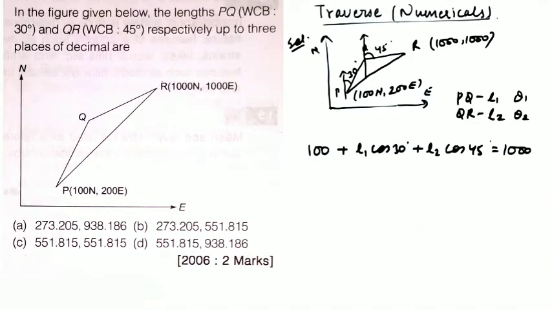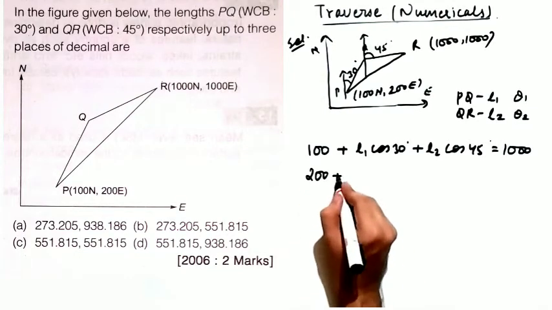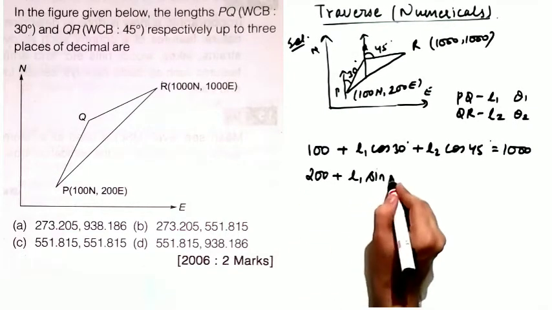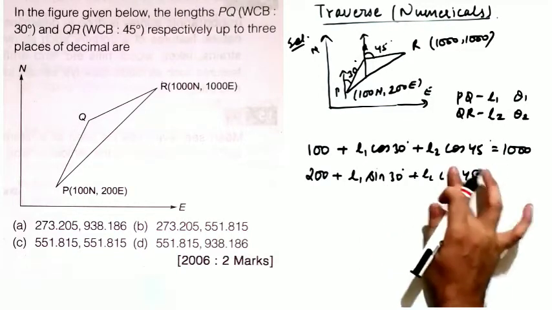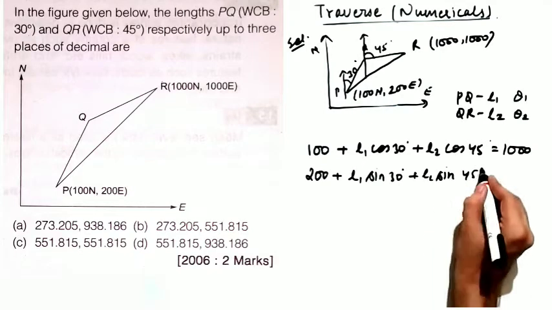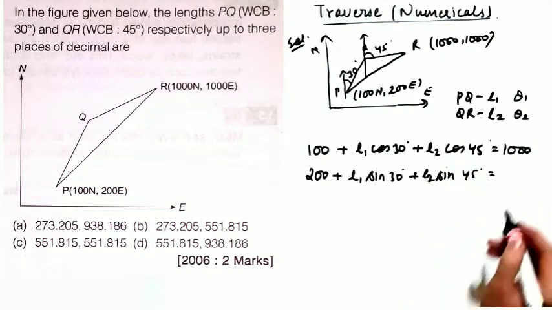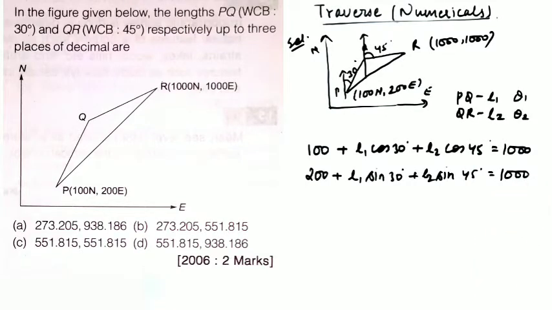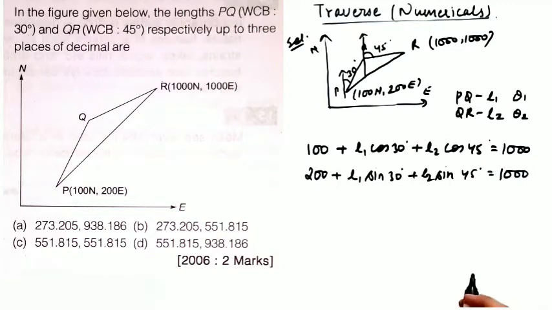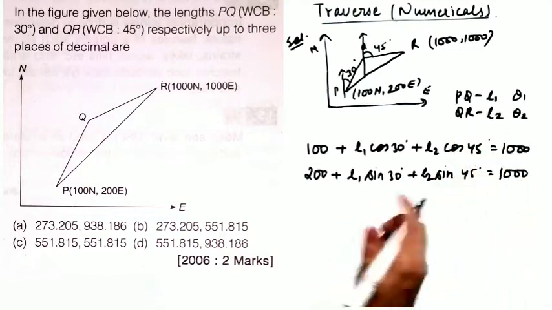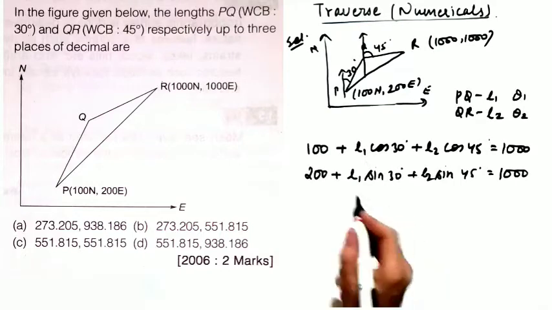That would involve many more variables, and you cannot solve those variables with the help of two equations. You just have the equation of northing and easting. The second equation can be 200 plus L1 sin 30 degrees plus L2 sin 45 degrees, which will be equal to the easting of point R, and the easting of the point is equal to 1000. Now since sin 45 and cos 45 have the same value, 1 by root 2, this can be cancelled out. So you can solve for L1 using these two equations.